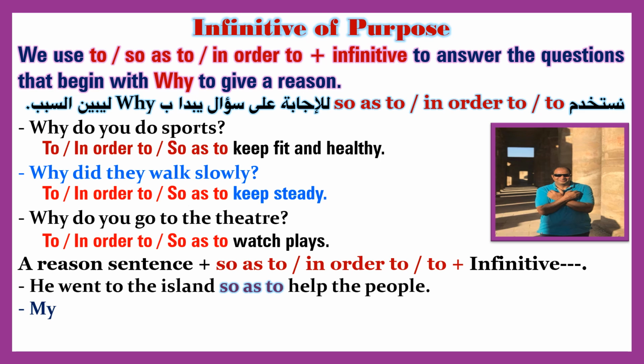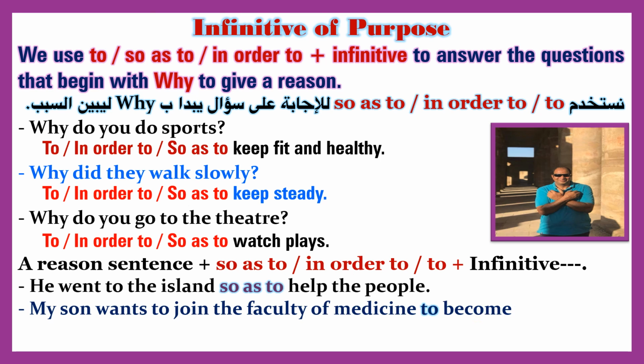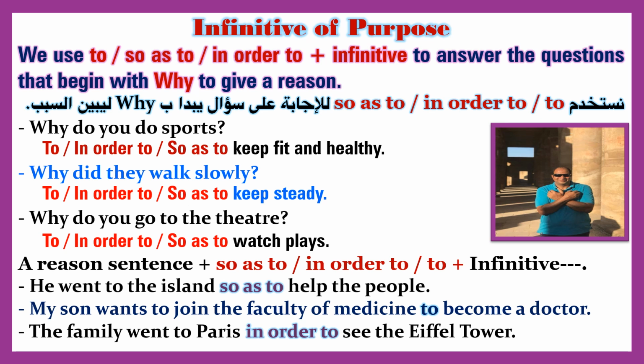Why do you go to the theater? To, in order to, so as to watch plays. A reason sentence uses so as to, in order to, or to and infinitive. He went to the island so as to help the people. My son wants to join the faculty of medicine to become a doctor. The family went to Paris in order to see the Eiffel Tower.